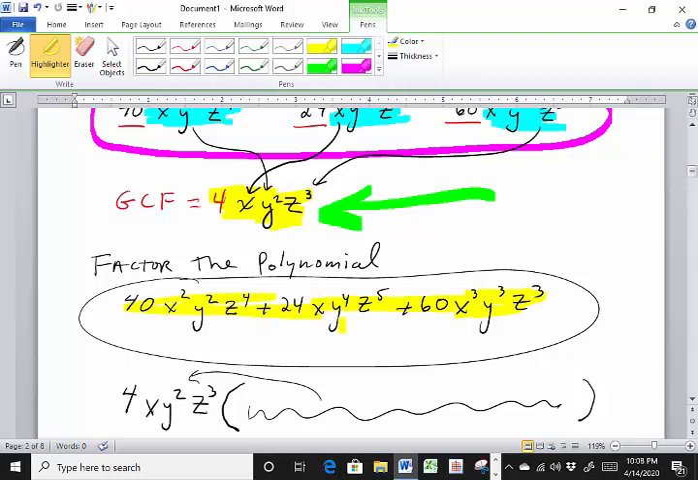Okay? So, let me erase this. So you say to yourself, okay, well, 4 times what gives me 40? Well, I know that there has to be a 10 here. And then x times what gives me x squared? Well, an x. And then y squared times what gives me y squared? Well, we don't need to put anything because there's already a y squared up there. Okay? Then z cubed times what gives me z to the 4th? Well, it's just a z. Okay?